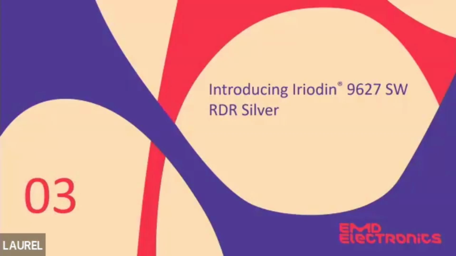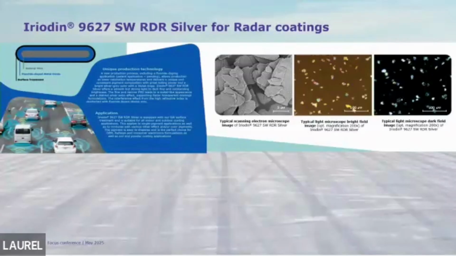So with that, we're introducing our new product designed for radar coating. We call it RDR Silver. It's a blue silver. There's a little car I want to show you to run through. That's a little silver car. Our marketing people did a great job for that.